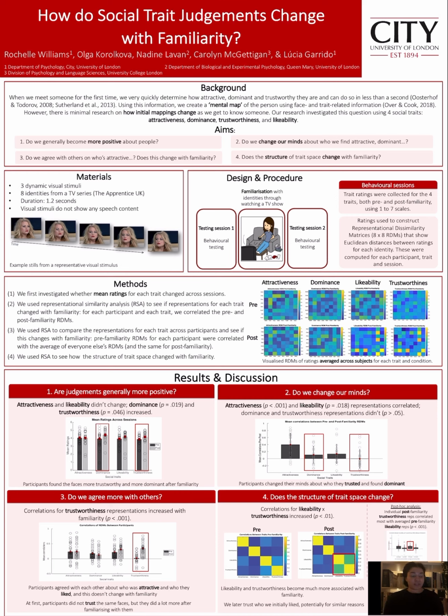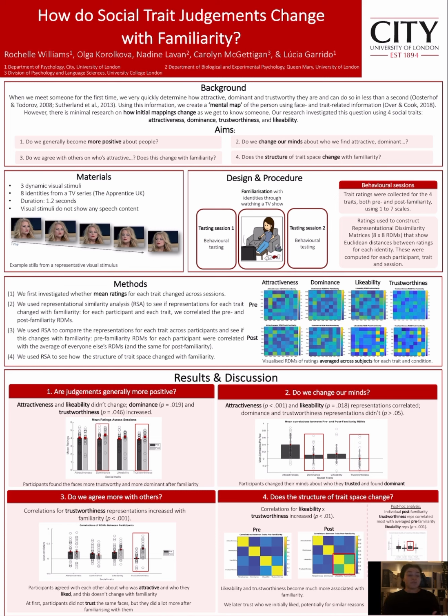We first investigated whether mean ratings for each trait changed across sessions, so we wanted to know whether people would become more positive overall after getting to know the identities. We then used representational similarity analysis, or RSA, to see if representations for each trait changed with familiarity. For each participant and each trait, we correlated the pre- and post-familiarity RDMs.